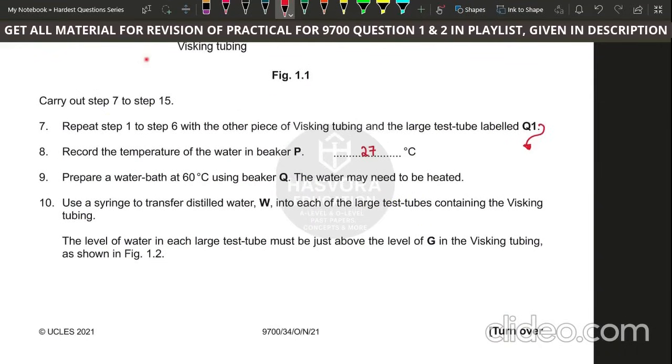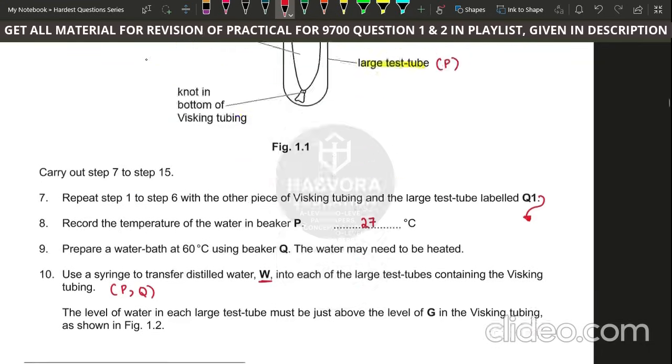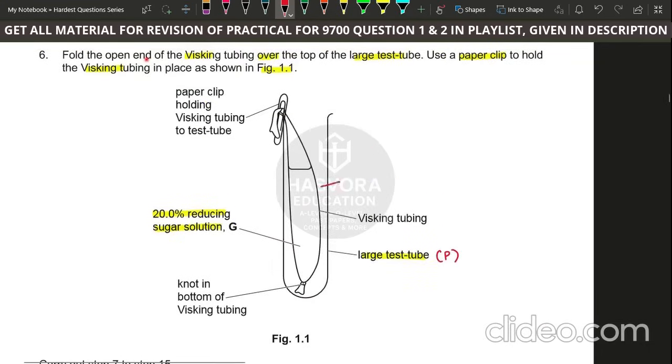Use a syringe to transfer distilled water W now into each of the last test tubes containing the whisking tubing. So now you will transfer this distilled water into the test tubes P and Q, and it will be here. So distilled water will be here, so then the diffusion can occur.